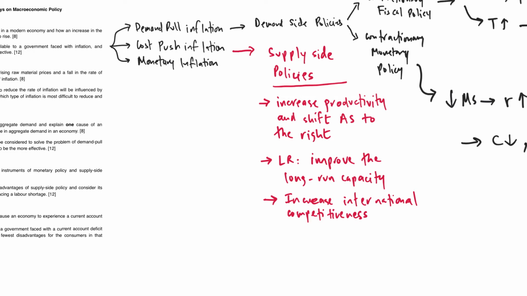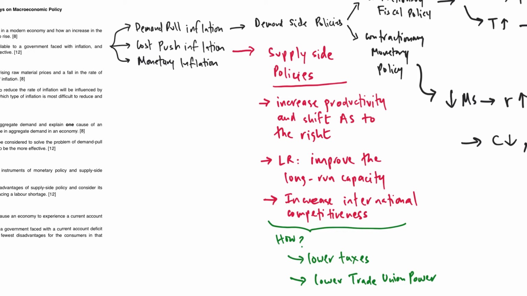If you go back to the causes of cost push inflation, these policies are trying to address problems like, for example, if there is a tax push inflation, you lower taxes. If there is a wage push inflation, you lower the power of trade unions. If there is a profit push inflation, you reduce the power of monopoly. And if there is imported inflation, then we find either cheaper domestic substitutes or even give subsidies wherever possible in order to lower the cost of production.